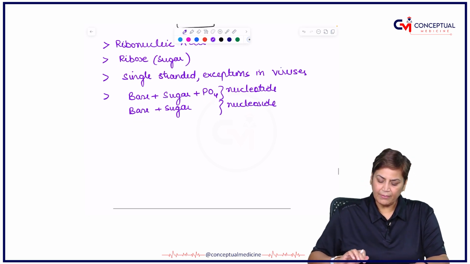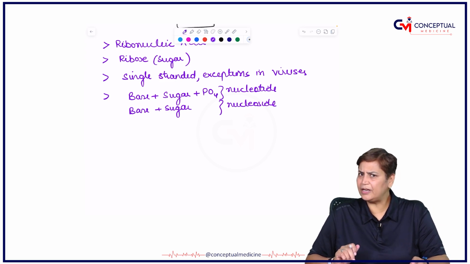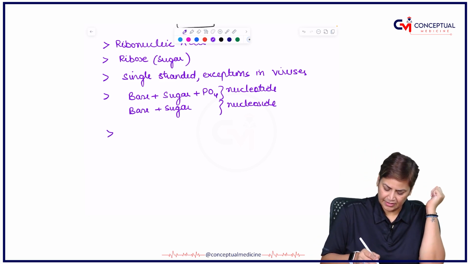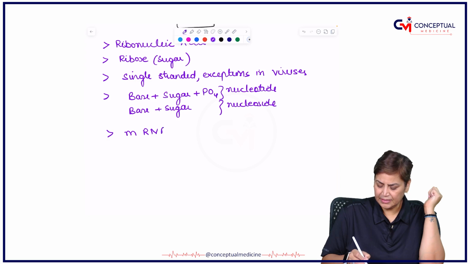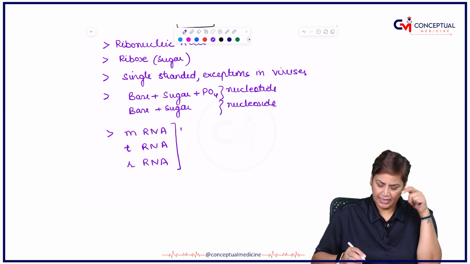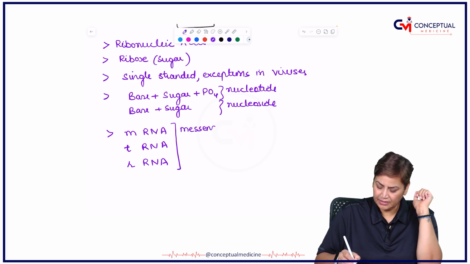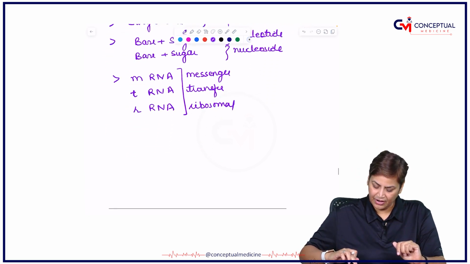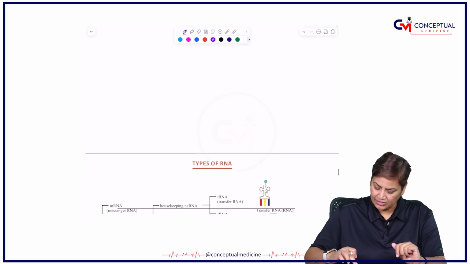Now, there are so many different types of RNAs, right? But mainly we focus on messenger RNA, transfer RNA, and rRNA. mRNA stands for messenger, t stands for transfer, and r stands for ribosomal RNA. So these are the main principal types. Other types of RNA I will also show you.